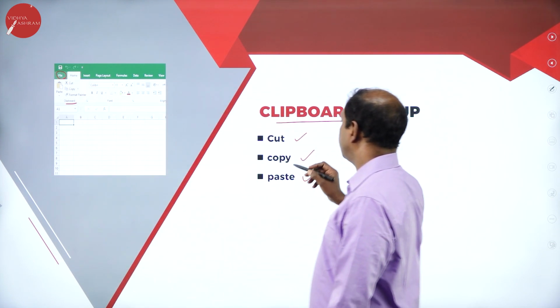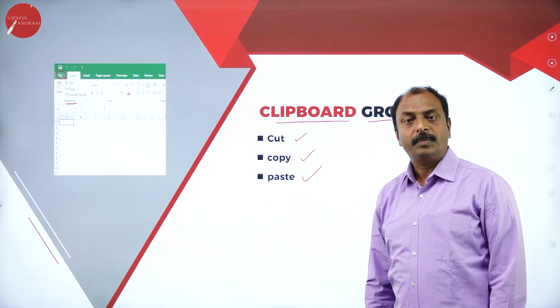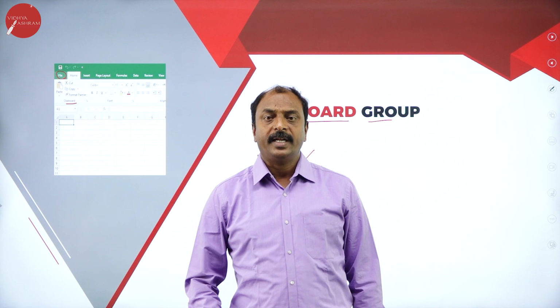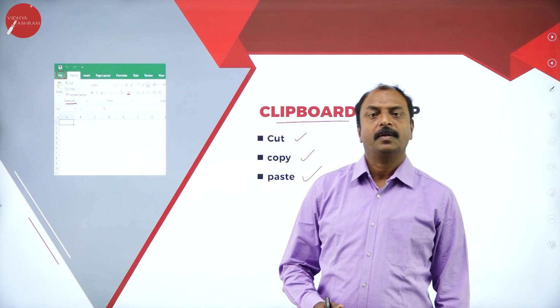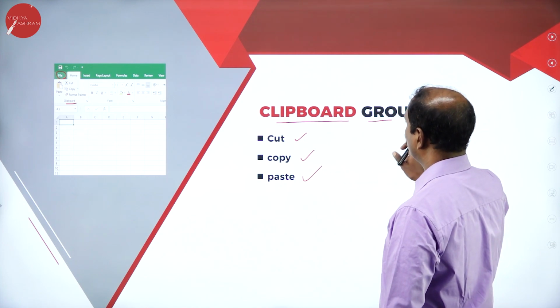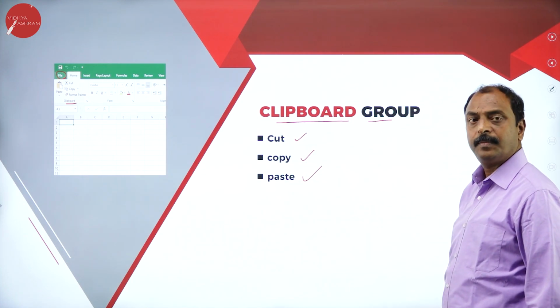So it is again the same thing: cut, copy, paste. It is an option where the information in a cell or a group of cells can be selected and then cut, copied or pasted into a different cell. That is the clipboard group. Under it we have these different options: cut, copy, paste.